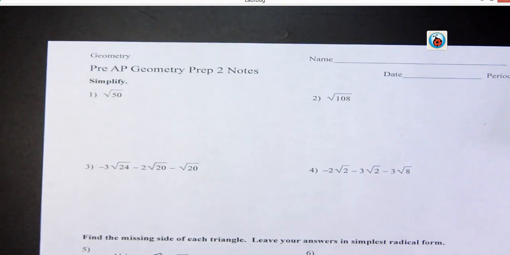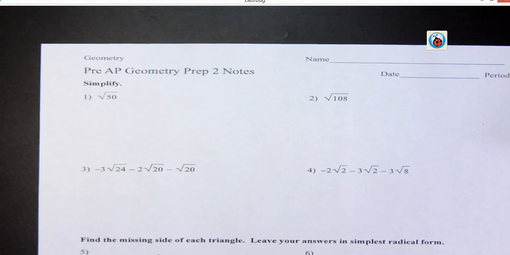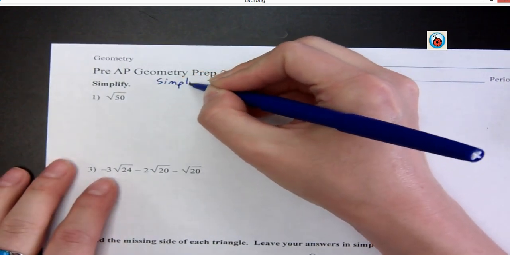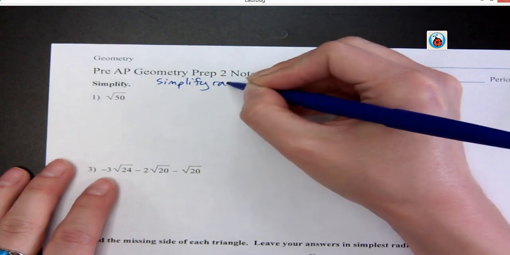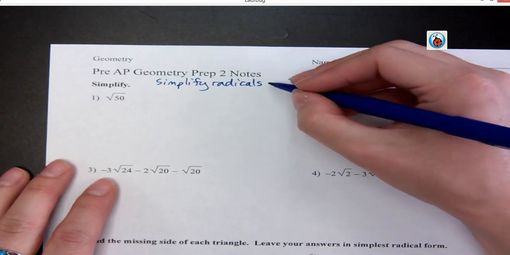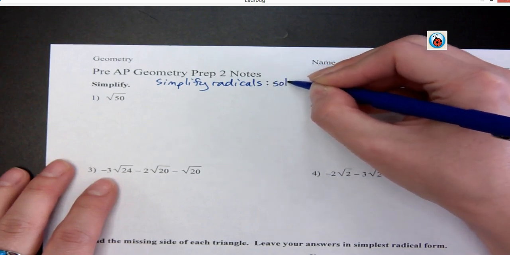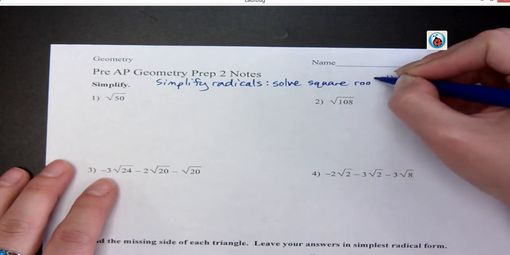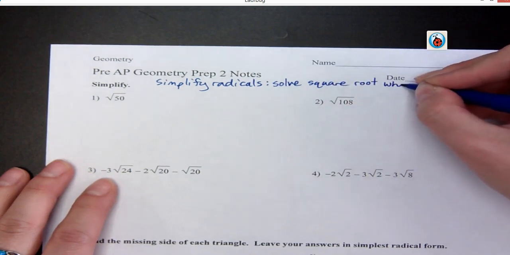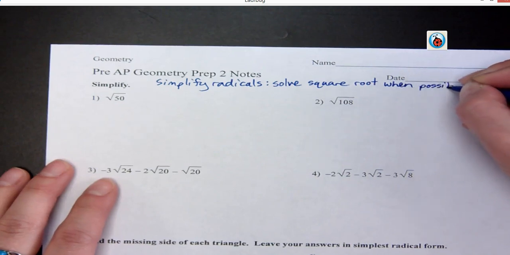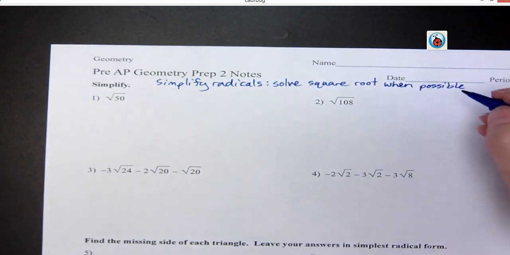Okay, so today we're on to simplifying radicals, okay? So simplify radicals means you solve the square root part of whatever is possible. And so there's several ways to do this.